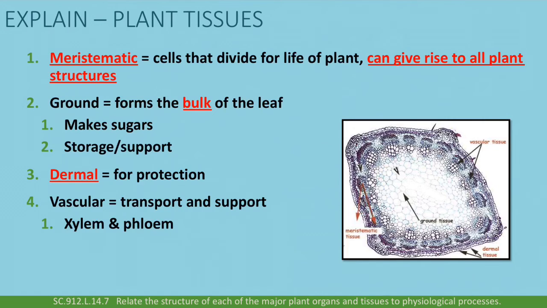So first up, meristematic. This is cells that divide for the life of the plant, and they can give rise to all plant structures. So your meristematic is basically like a stem cell in humans, to where they are very, what's the word I want to use?